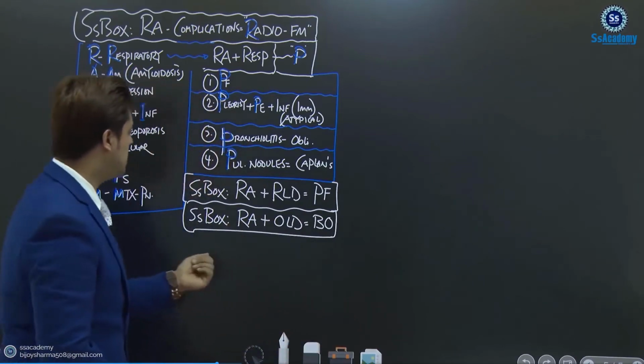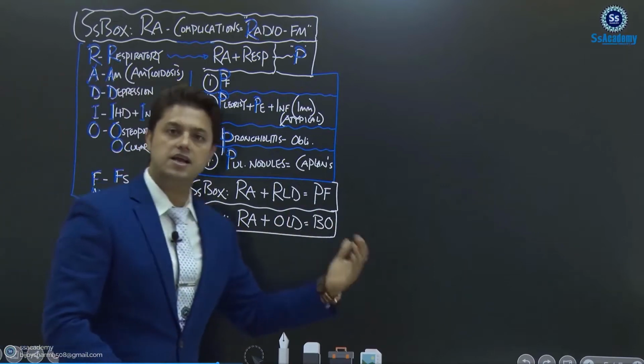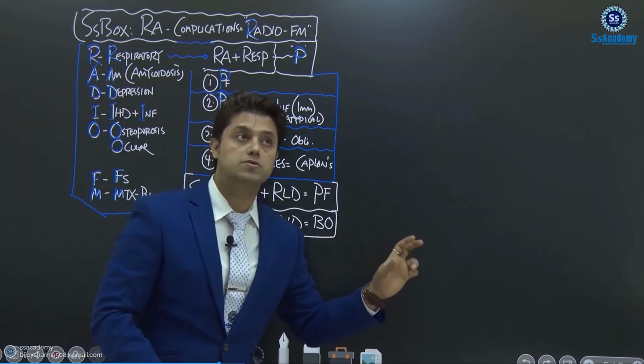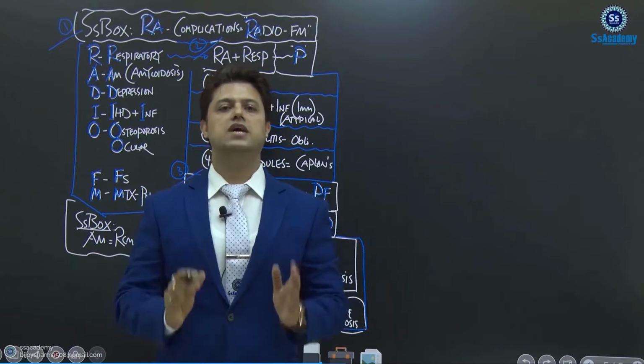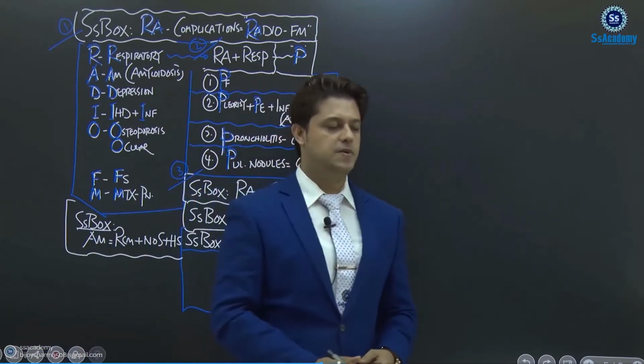Bronchiolitis obliterans. So once again, rheumatoid arthritis with obstructive lung disease (OLD) is bronchiolitis obliterans. Rheumatoid arthritis with restrictive lung disease (RLD) is pulmonary fibrosis. Amyloidosis is the restrictive cardiomyopathy (RCM) in rheumatoid arthritis. So once again, amyloidosis equals RCM.